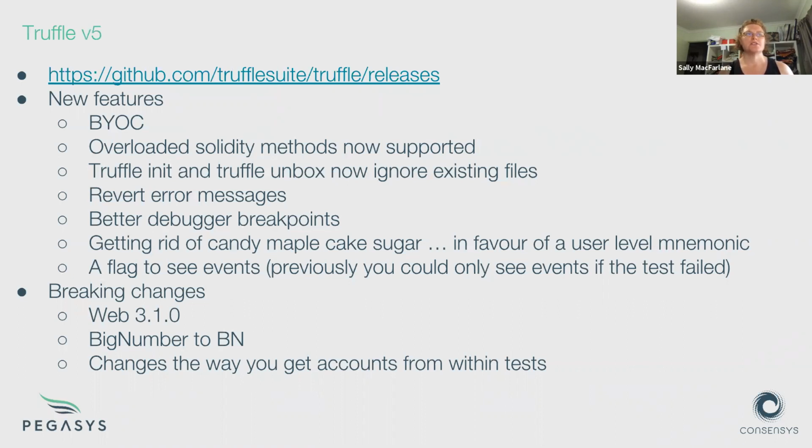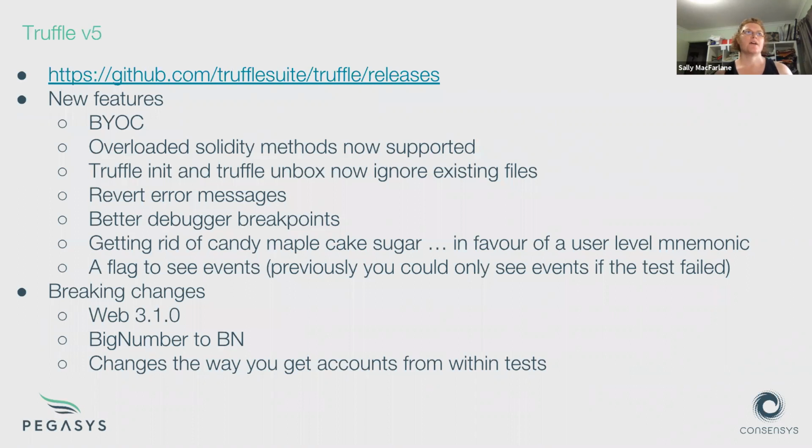Revert error messages. At the moment in Truffle 4, any revert will come back with the error message just saying undefined. In Truffle 5, you will actually see the error strings that the revert is based on. So in your smart contract, if you're reverting for a specific reason, you'll actually see that reason in your tests. So you can say, I want this method to revert with this specific message, and test for that.